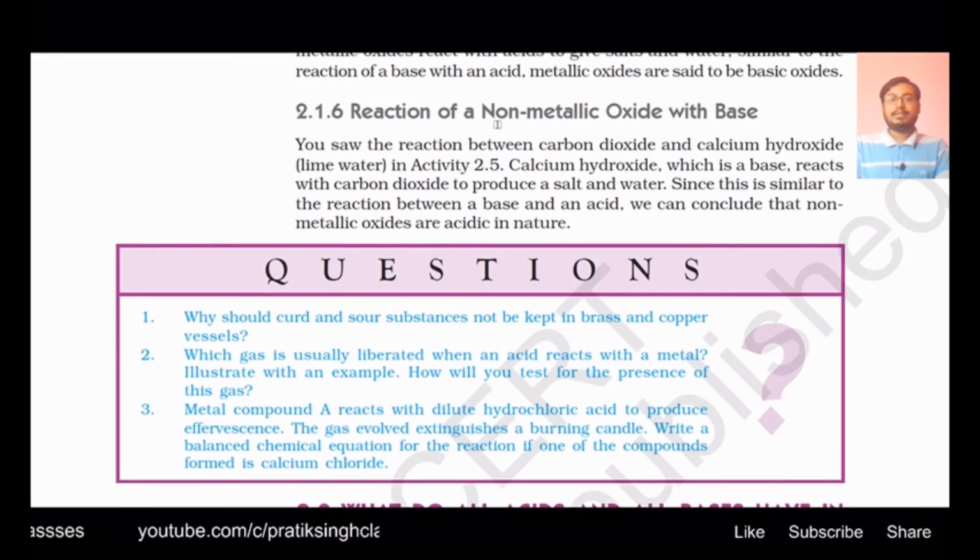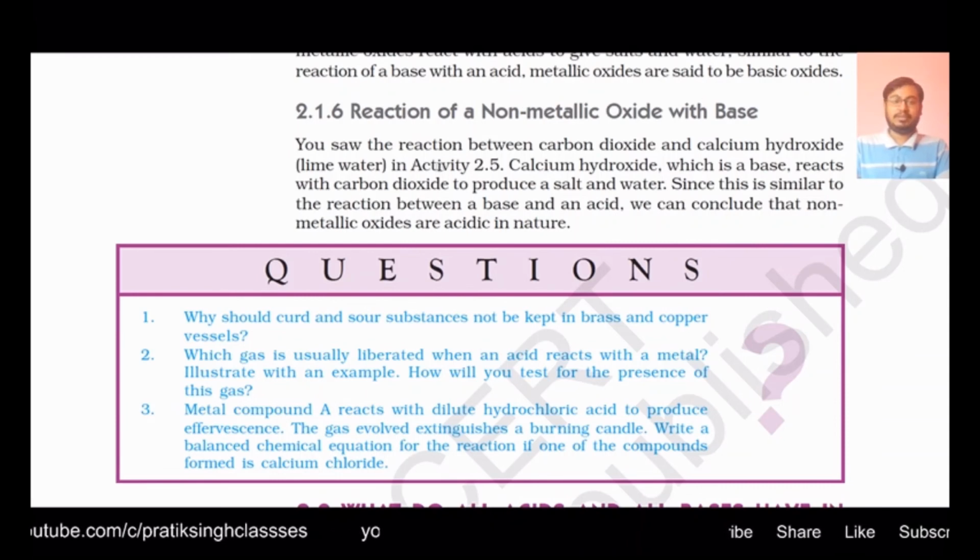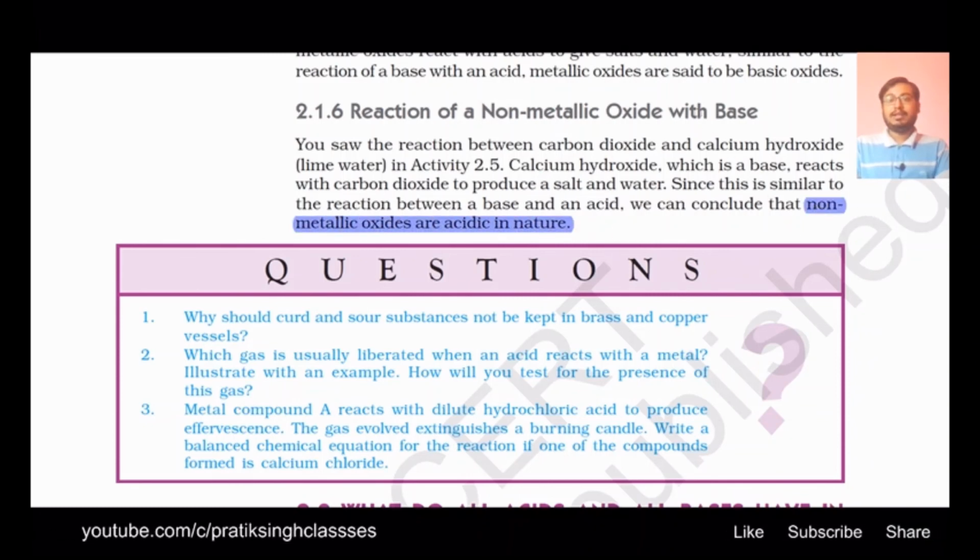Now the reaction of non-metallic oxides with bases. What will the product be, will the color change or remain the same? You saw the reaction between carbon dioxide and calcium hydroxide in activity 2.5, and we got calcium carbonate. Calcium hydroxide, which is a base, reacts with carbon dioxide to produce salt and water. Since this is similar to the reaction between a base and an acid, we can conclude that non-metallic oxides are acidic in nature. Always remember that metallic oxides are basic oxides and non-metallic oxides are acidic in nature.